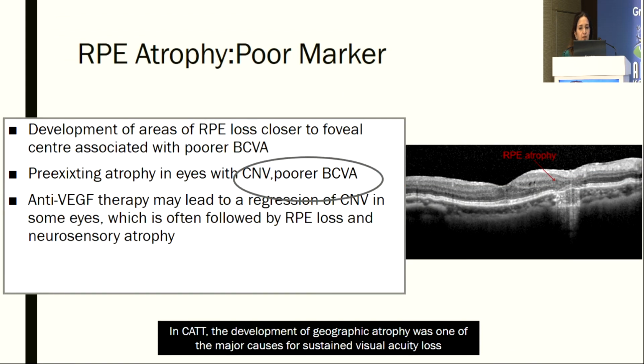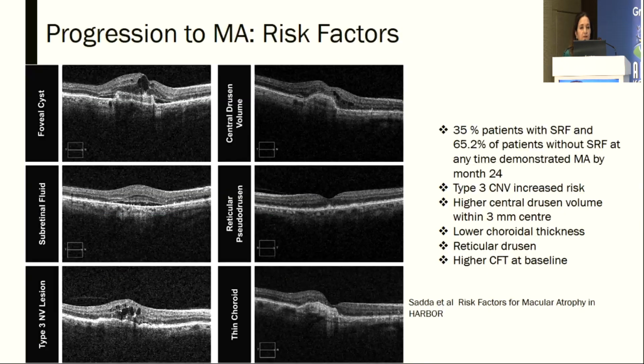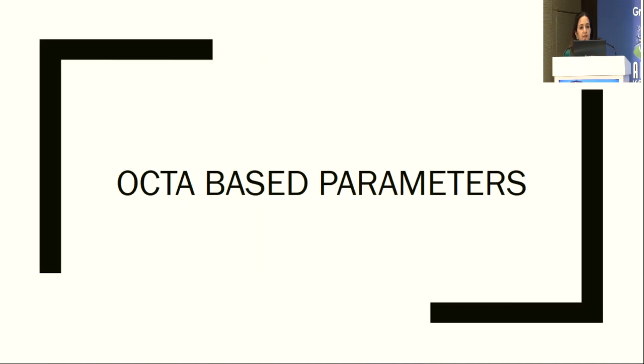RPE atrophy, as we had discussed earlier, can be associated with MNV or CNV at the margin, and here the number of injections has definitely to be kept to a minimum to avoid any progression of atrophy. So this I think ma'am had covered previously in her talk, so I will skip this.